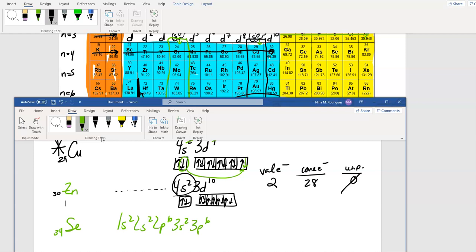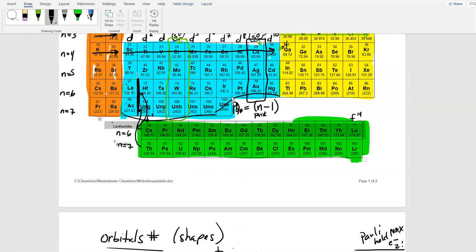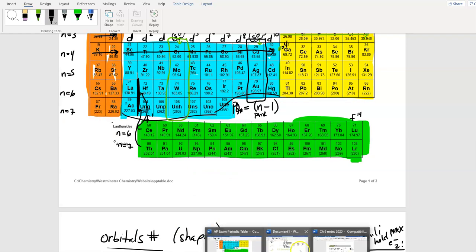Here comes potassium and calcium, 4s2. And now I'm going to go straight to the D block, but be careful. Quantum number minus 1, quantum number minus 1. But now we're back to normal. These are still right here. This is n equals 4. It goes back to normal. It's only the D block that does that.